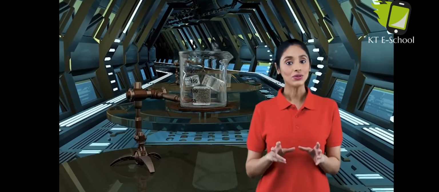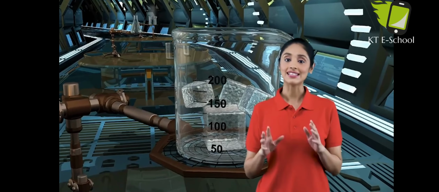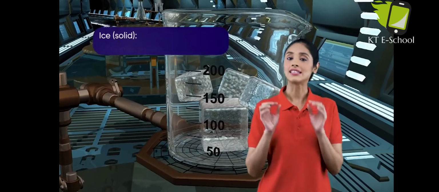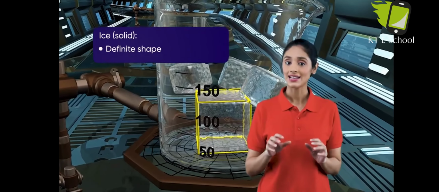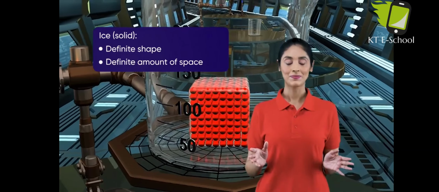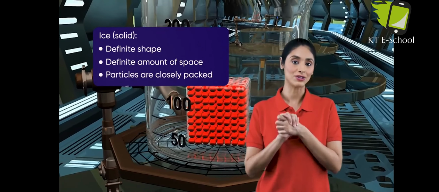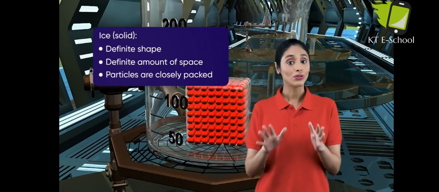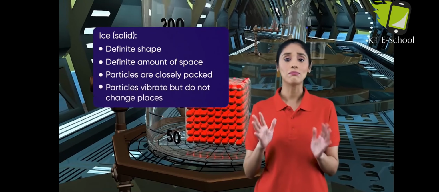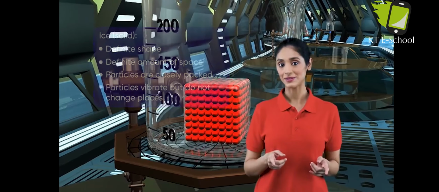At 0 degrees Celsius or below, water exists as ice, which has a definite shape and occupies a definite amount of space. The particles of ice are very closely packed together. Although they vibrate around their mean positions, they do not move or change places.